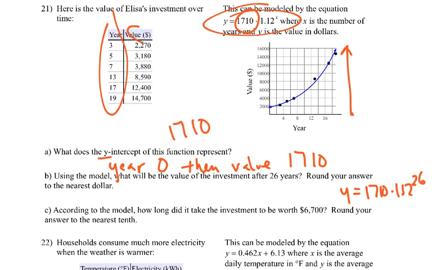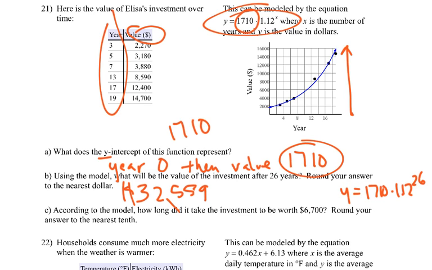And because we're dealing with money, it says round your answer to the nearest dollar. So 32,558.52 would mean we round up to $32,559. That is what the value of that initial investment would be.